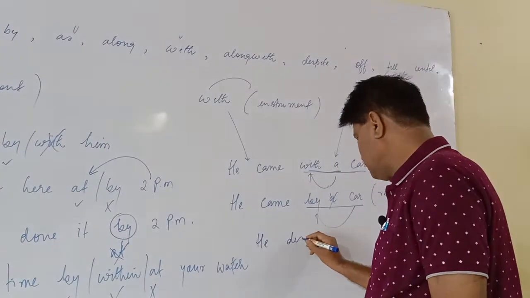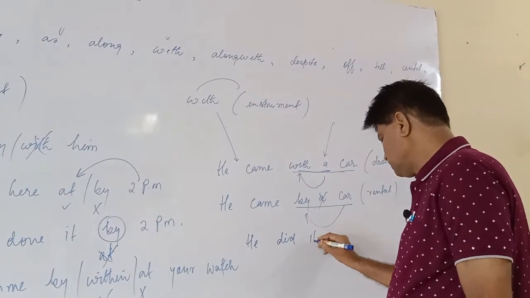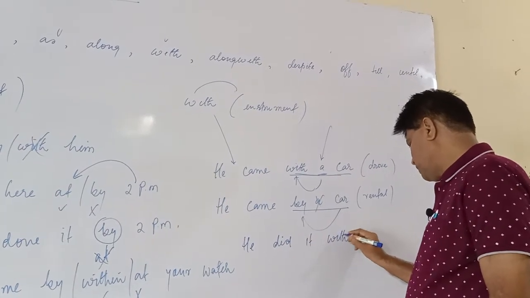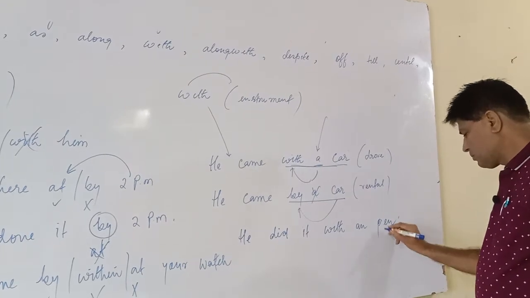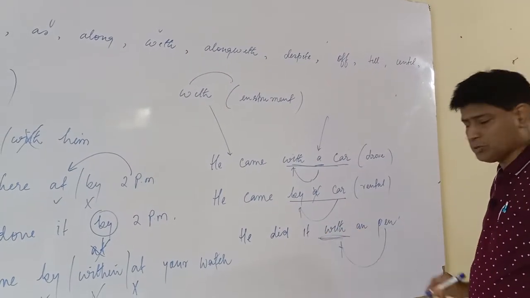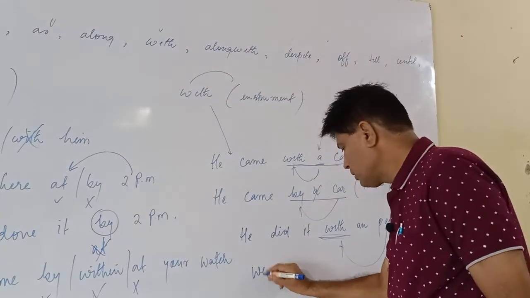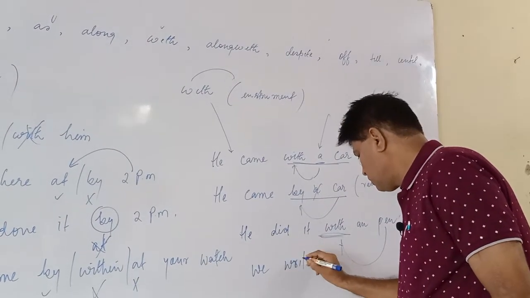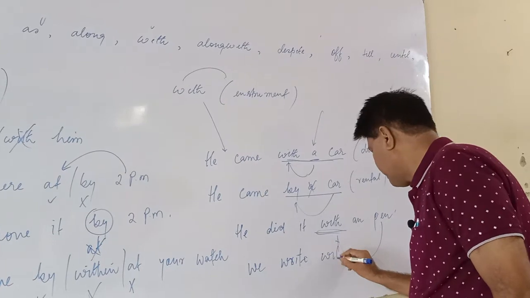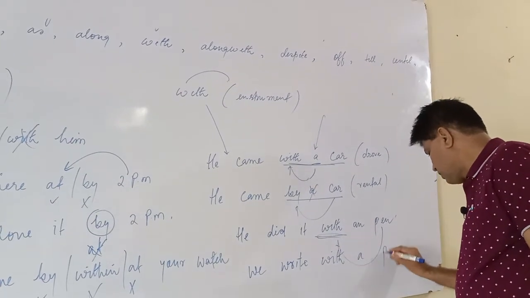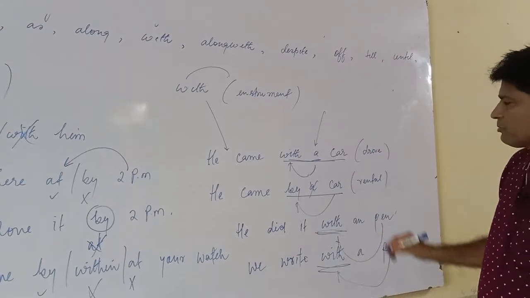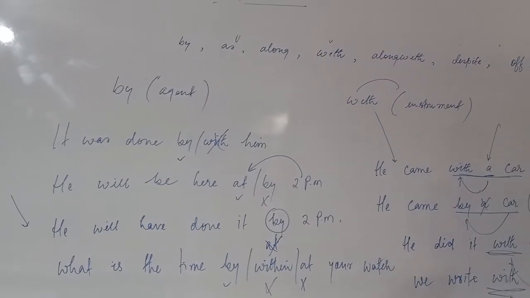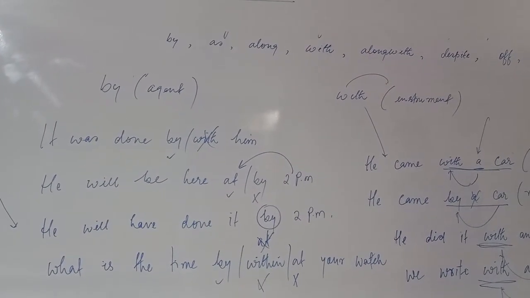He did it with an instrument, with a pen. So pen is an instrument, with has to be used, right? We write with a pen. So pen is an instrument, you have to use with. In the case of instrument, you have to use with. In the case of agent, you have to use by. This has to be understood by you, right?